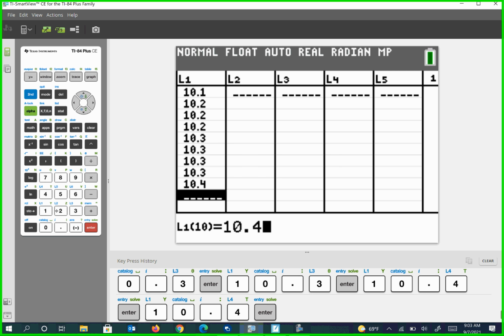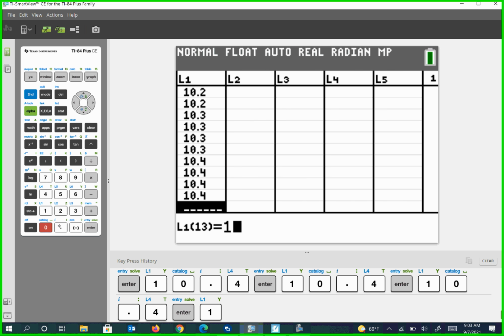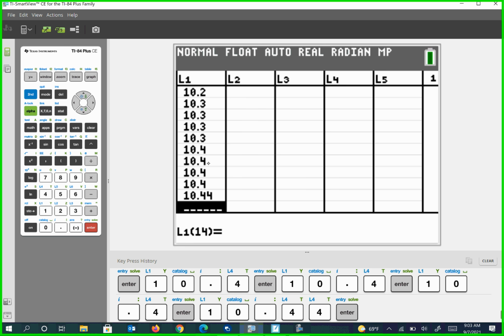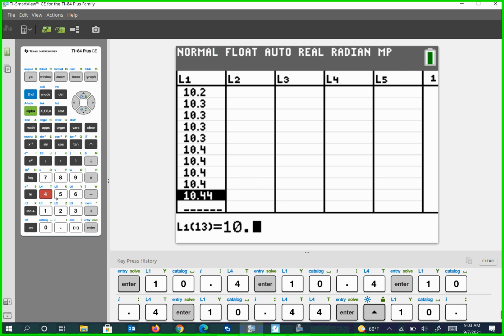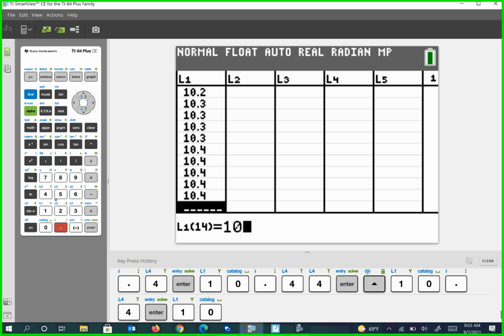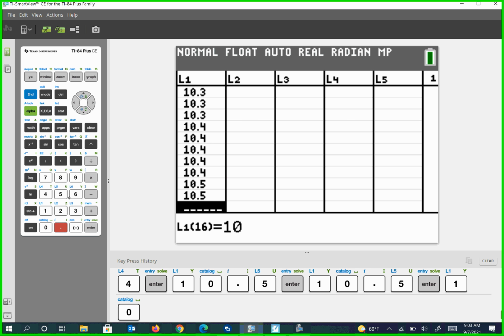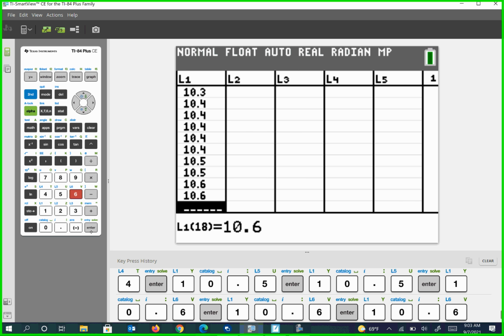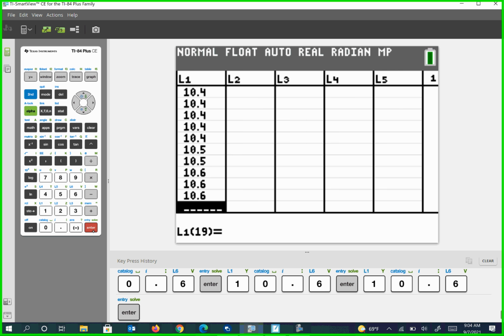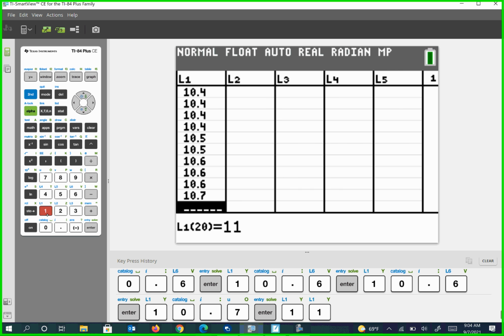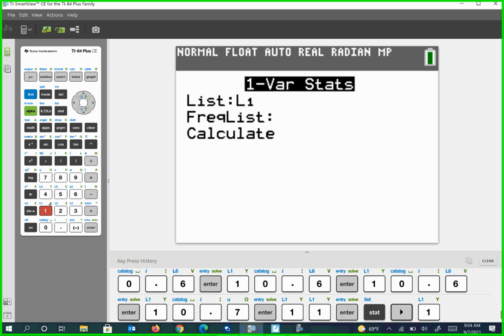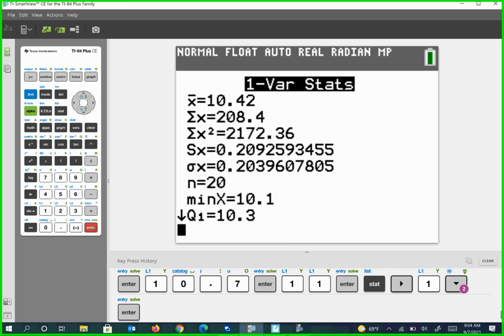1, 2, 3, 4, 5. Oops. 1, 2, 3, 4. That needs to be 10.4. 10.5 twice. 10.6 3 times. 10.7 and 11. So I have the 21 pieces of data, like we said. From there, I'd go stat, calculate one variable statistics for list 1 that we used. So you have an average of 10.42, standard deviation of 0.21. You could round it to 2 decimal places, it'd be fine.